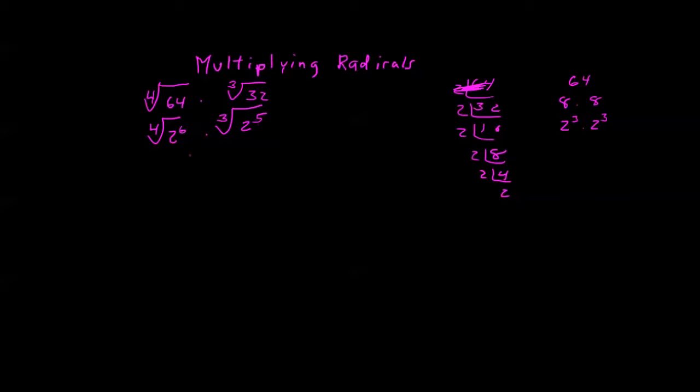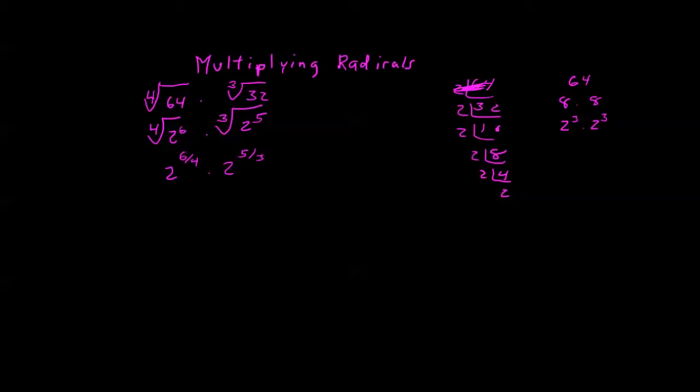And what we want to do is write this, because our roots are not the same. We're taking the fourth root and the third root. We have to write this using fractional exponents: 2 to the 6/4 times 2 to the 5/3. Remember, the root is the denominator of the fraction, the power is the numerator.